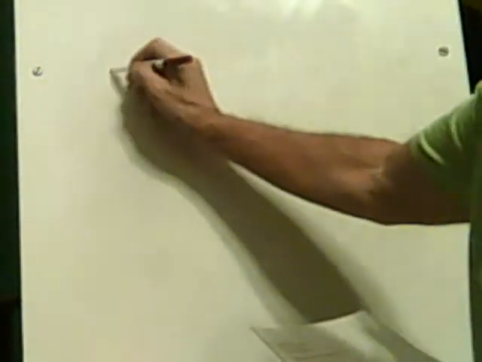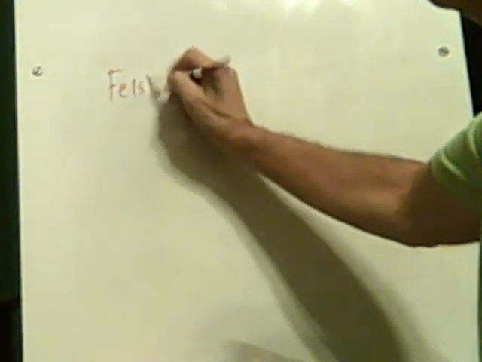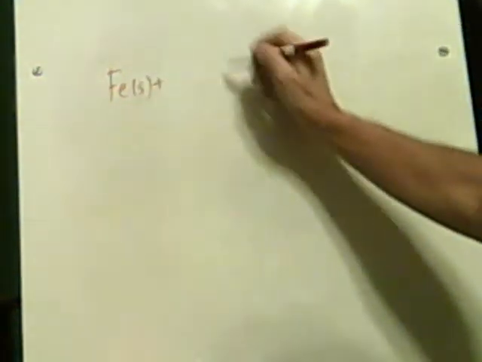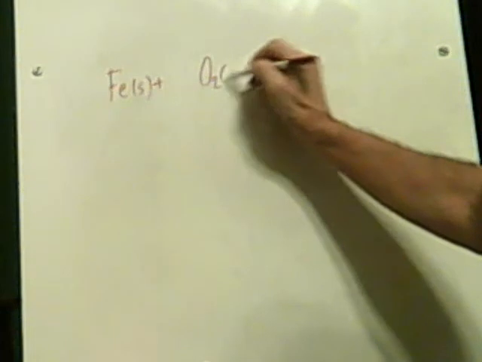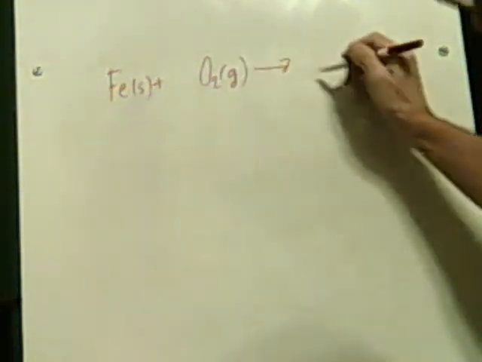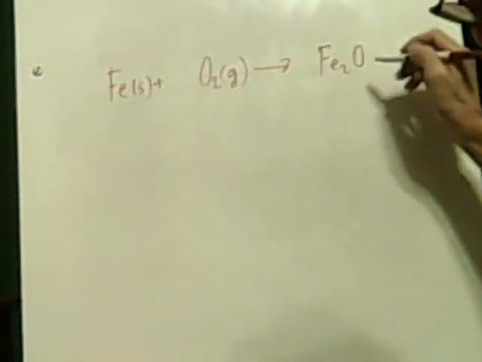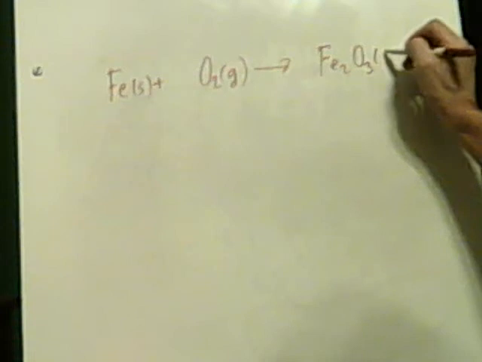As long as it's a valid chemical reaction, it will necessarily balance, because all valid reactions are a conservation of material. Okay, the next one we're going to do is iron as a solid plus oxygen as a gas forms iron oxide. This is just the rusting of iron.